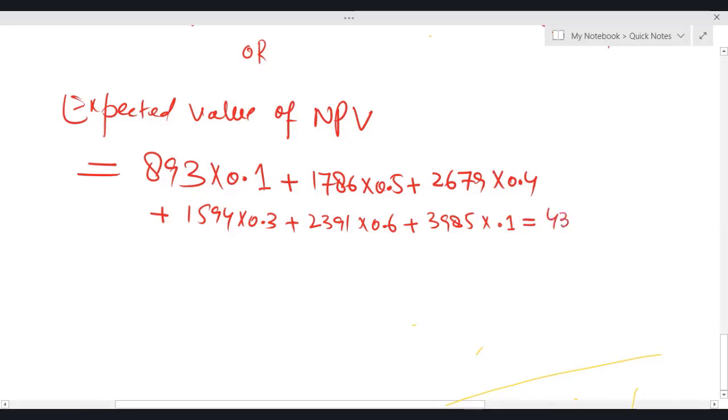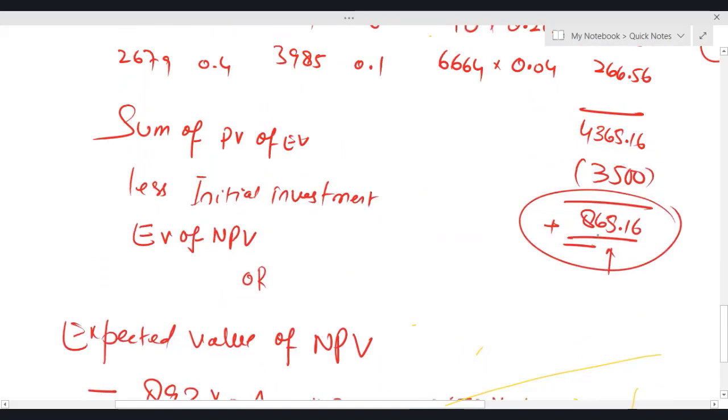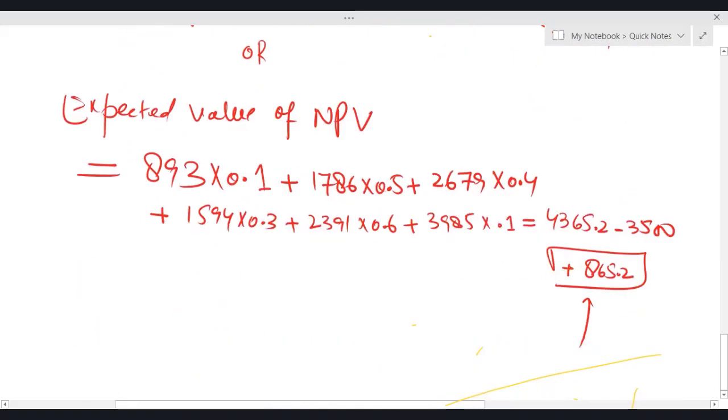I'm having 4365.2 minus 3500, which is the initial investment, which gives 865.2, or 865.16. Look at this. Now the question is, why did we go for such a long method? Because of the other requirements. I hope you must have enjoyed this question. Yes or no?